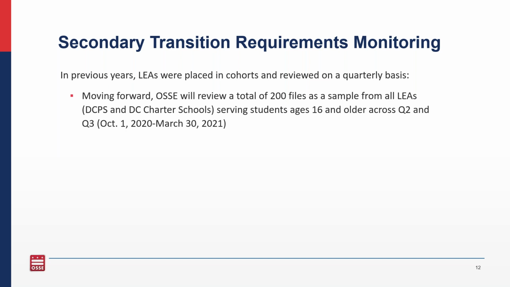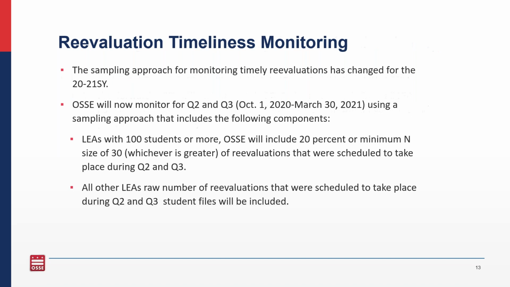When we're talking about Q2 and Q3, we are talking about the dates of October 1, 2020 through March 30th, 2021. So we are looking at secondary transition plans, IEPs that were created for students 16 and older during this timeline. So anyone that serves students 16 and older will be represented in this pool. Next slide, please.